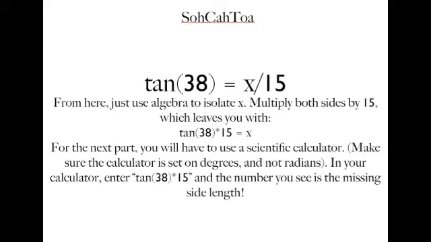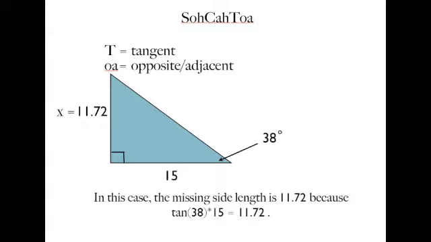Use your scientific calculator and enter tan of 38 times 15, and the number you see is the missing side length. In the example we just did, the missing side length is 11.72, because tan of 38 times 15 equals that number. We will now get back to your regularly scheduled program. Thank you for watching.